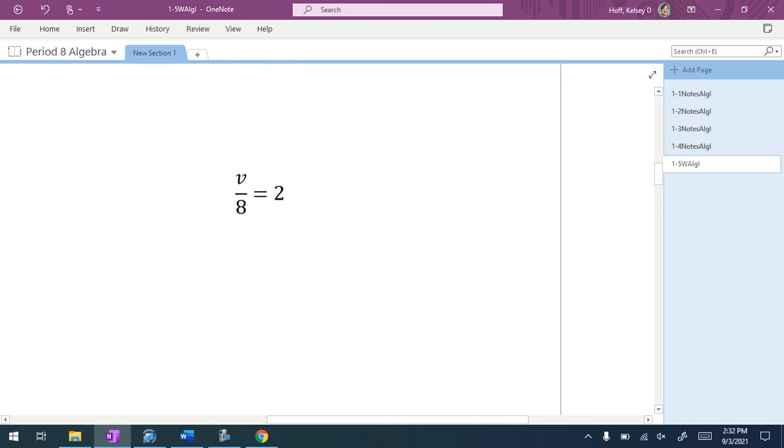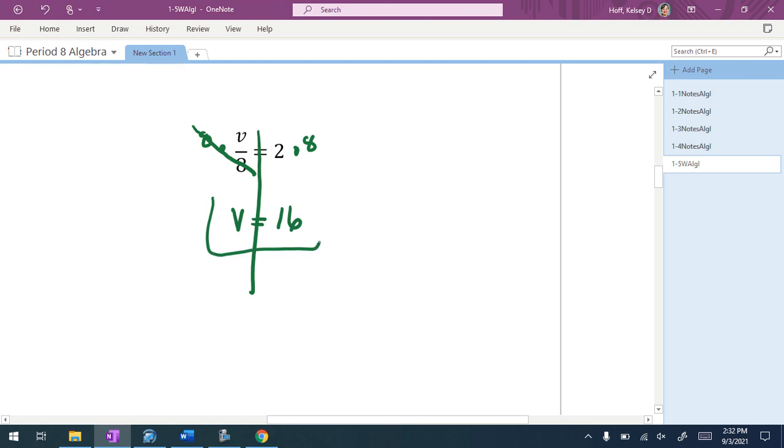Bottom right, V. What do we have here? We have division. The opposite of division is multiplication. So you need to show me that you're multiplying both sides by 8. Cancels your 8, leaves you V equals 16. Is V by itself? Yes. Do you have a positive 1 in front of it? Yes. Technically, yes. That was painful, wasn't it?